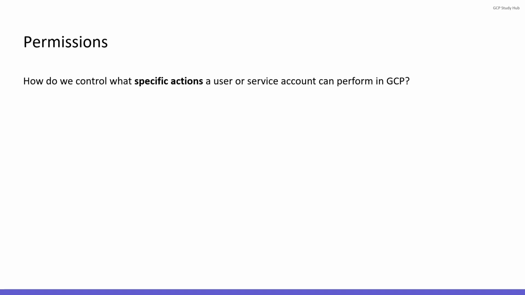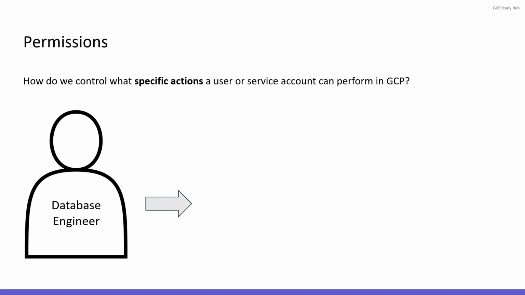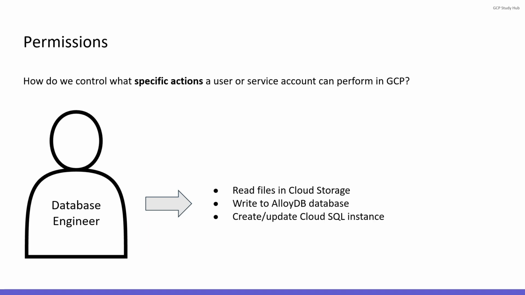We need to be able to get very granular with this. For example, if you're a database engineer, depending on the specific needs of your team, you might require the ability to read files in cloud storage, write to an AlloyDB database, or create and update a Cloud SQL instance. These very specific actions that can be granted to a user are called permissions. There are thousands of them in GCP. And even for one user, you will likely grant them many more than just these few.